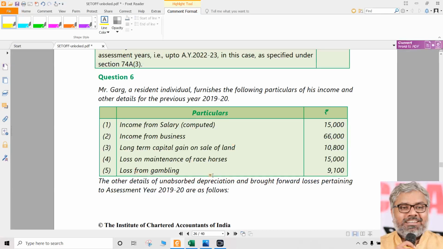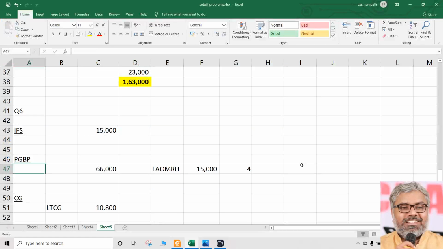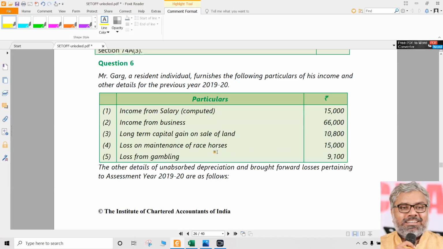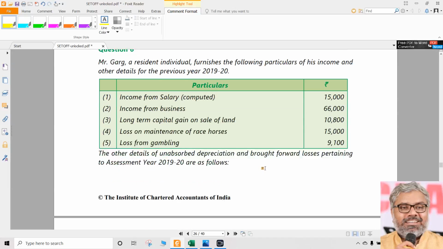Next, loss from gambling, 9,100, cannot be set off and cannot be carried forward. This is casual income. If there is any loss from casual income, nothing is to be done. It just has to be ignored. It cannot be set off, it cannot be carried forward. So for the 9,100, don't write anything about carry forward, but write that it cannot be carried forward and cannot be set off. That's it.